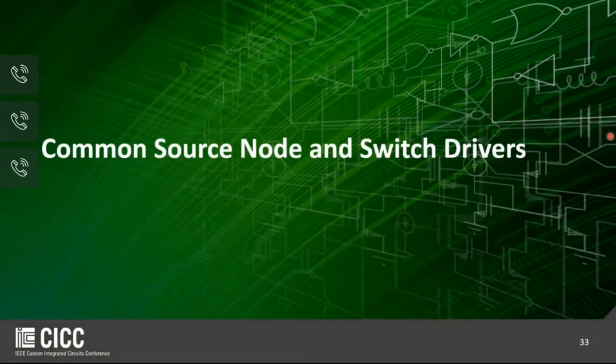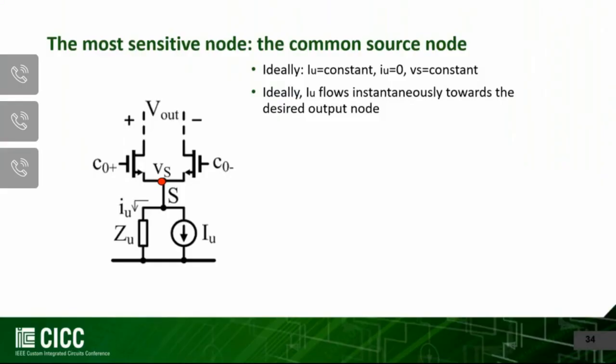Let's look now at the most delicate part of a DAC with respect to distortion, that is the common source node of the steering pairs. We'll also talk about how the drivers used to control the steering switches work. Ideally, the current sources are constant, and their output impedance is high enough that any voltage change at the common source node won't affect the net output current that much. Unfortunately, we have already realized that this is not the case.